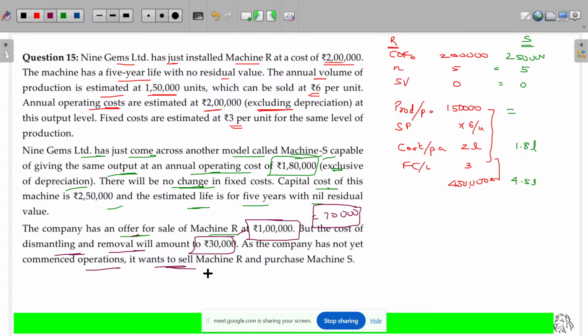Now tell me, is it advisable? Can we shift from this one to that one? That's the question.